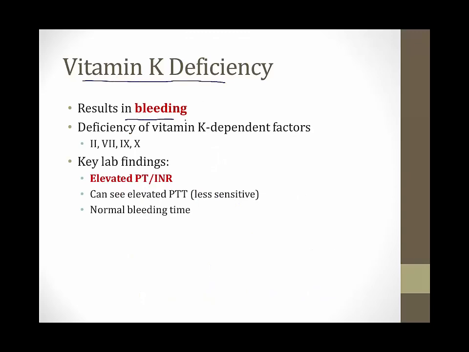Our next coagulopathy is a deficiency of vitamin K. This will result in bleeding. The reason vitamin K deficiency results in bleeding is because several clotting factors are so-called vitamin K dependent factors that depend on vitamin K for normal levels and function. And the vitamin K dependent factors are factors 2, 7, 9, and 10.